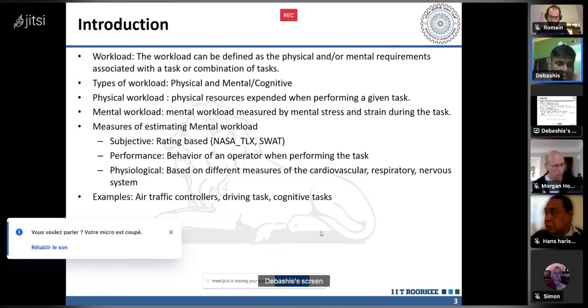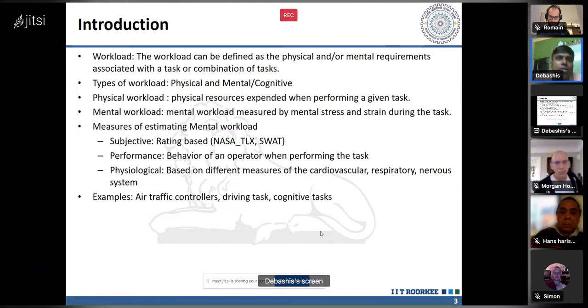The workload level, that is low, medium, hard, and different types of workload level, can be measured using three types. One is the subjective measure, that is the rating-based measure. It is done by the participant, who can rate how the task was and what his or her feelings were during the task. Based on this rating, the workload can be measured, and after that some statistical test can be performed for the classification task. The second one is the performance-based measure, based on the behavior of the operator during the task. And the last one is the physiological measure.